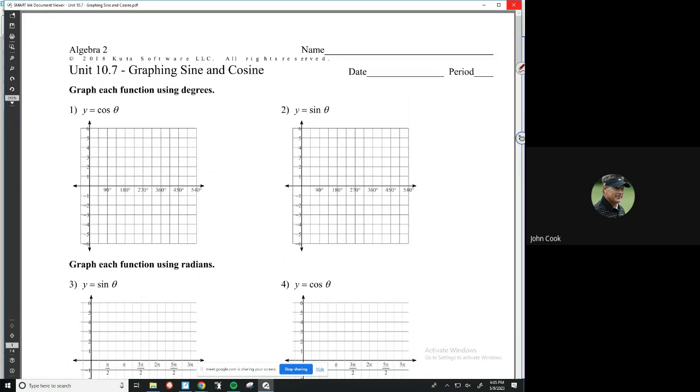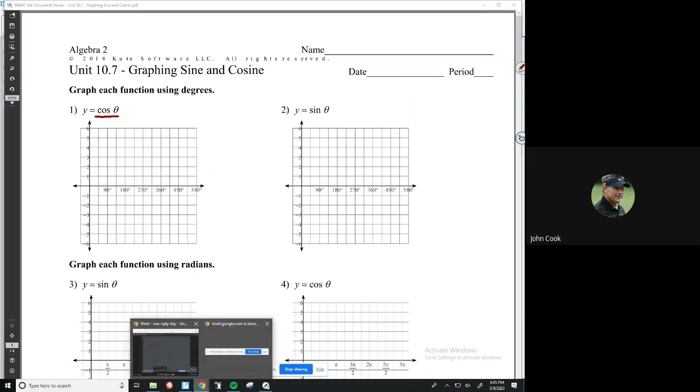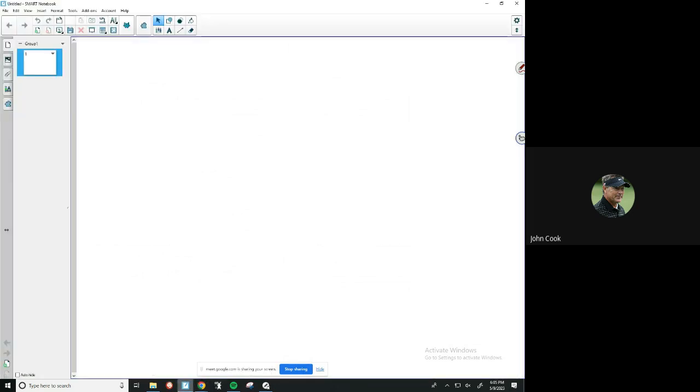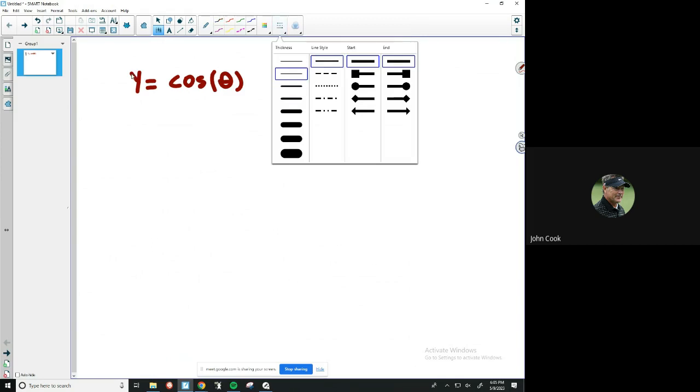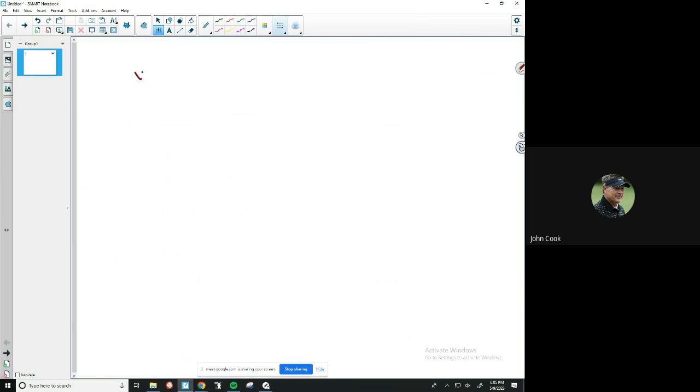So anyways, the first thing we're going to graph out is the cosine of theta, okay? And I'll try to tell you about the different parts of it as well. So y equals the cosine of theta. Ooh, and let's maybe make that marker a little bit thinner. There we go. Okay, that's better. Y equals cosine of theta.